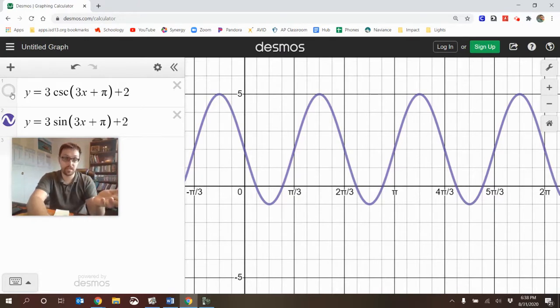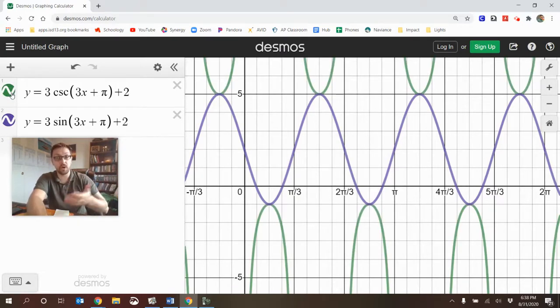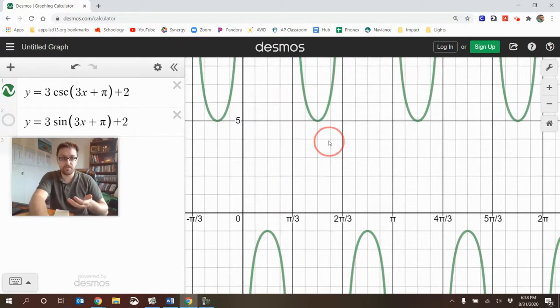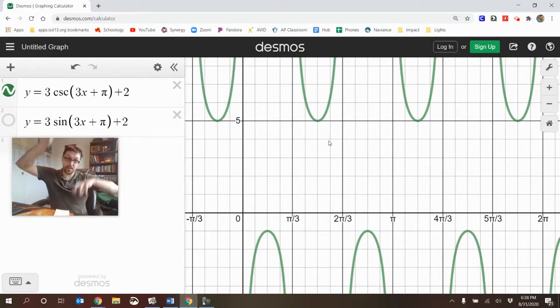What cosecant does is it bounces off of the tops of sine. If we had secant, secant would bounce off the tops of cosine. Tangent is weird and crazy, and cotangent. So this is our actual graph of cosecant. It's all of these parabolas that are bouncing away from each other off of the tops of sine.